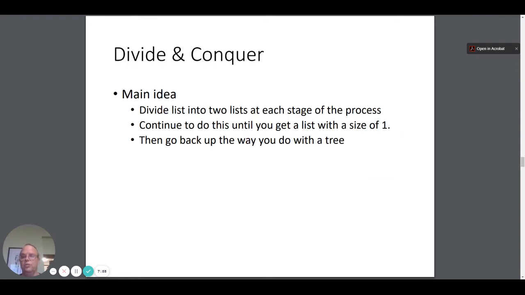So some more advanced sorts work on the idea of divide and conquer, and you're going to see these in CS 321. So the main idea is to divide the list in two at each stage of the process, and do this until you get a list of size 1.